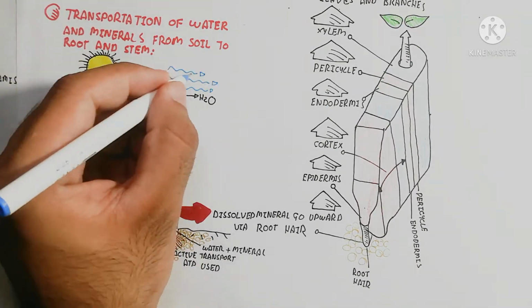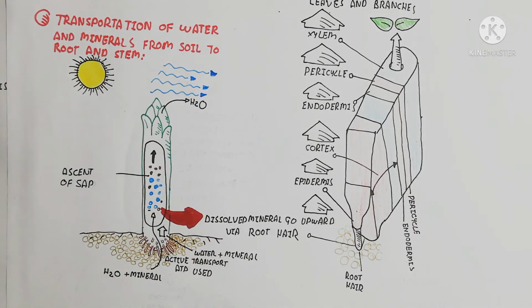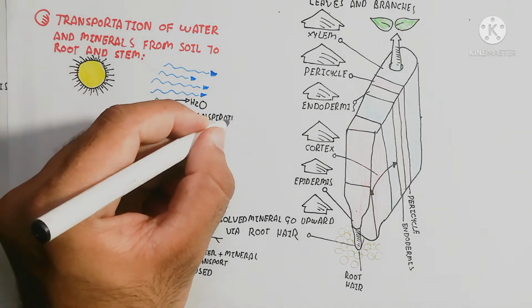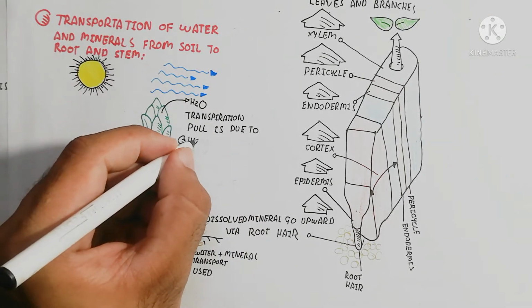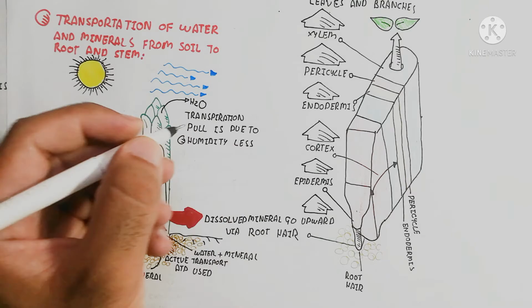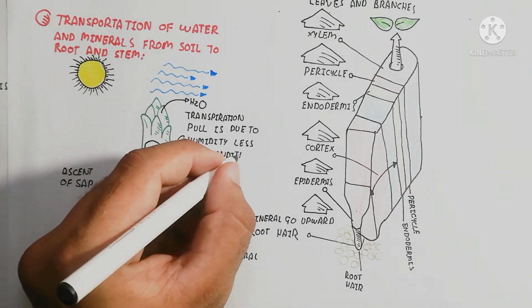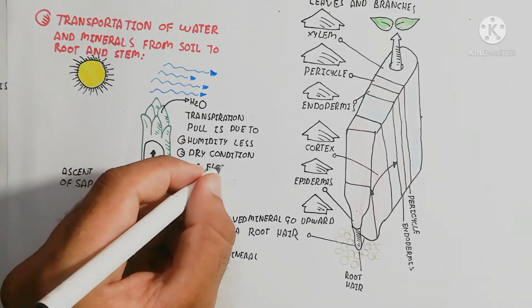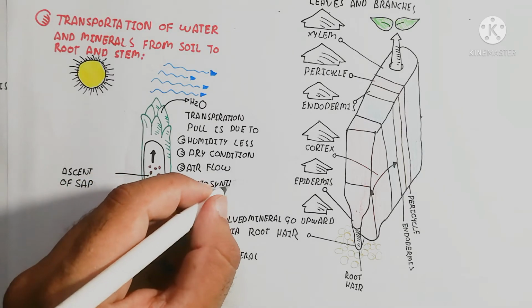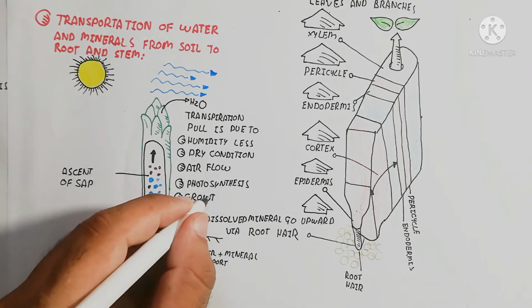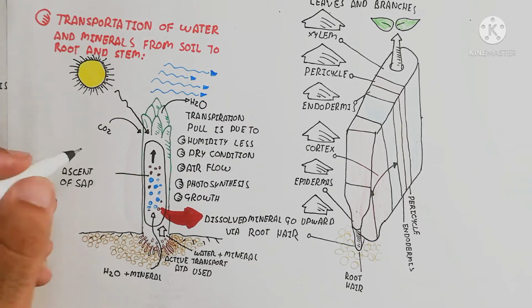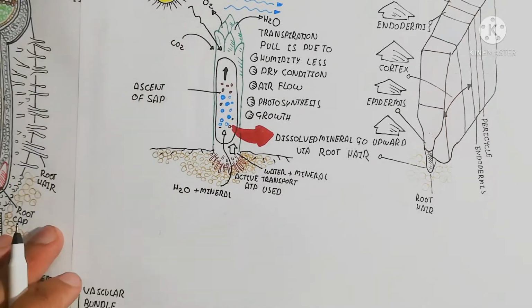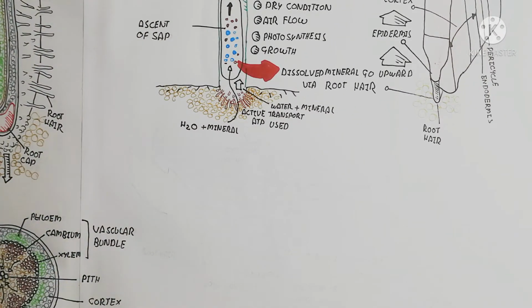So here is the light falling onto the plant. It means the carbon dioxide will be absorbed, and the byproducts are oxygen and water. The water is lost in the form of transpiration. Transpiration is increased by low humidity, dry conditions, airflow, photosynthesis and growth. These are the factors that increase transpiration. So when transpiration increases, the loss of water is more, which means the absorption of water is also more. That is where the cohesion tension theory is applied.